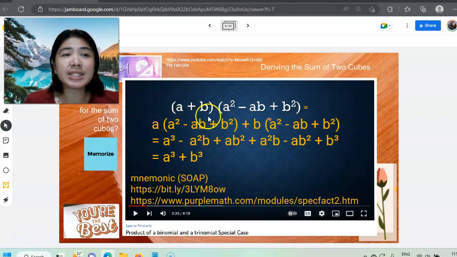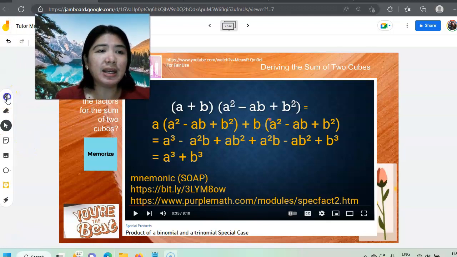to these factors, okay, the factors of the sum of 2 cubes, a plus b times a squared negative ab positive b squared. Is it really true that if we are going to multiply a plus b with the trinomial a squared negative ab positive b squared, we are going to have the sum of 2 cubes, a cube positive b cube? Alright? Okay, so let's derive it.